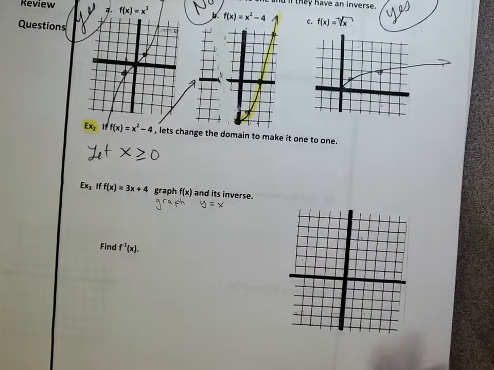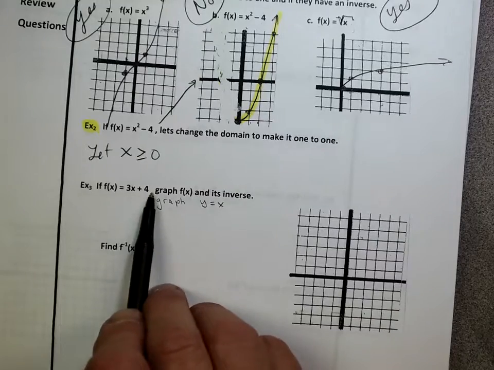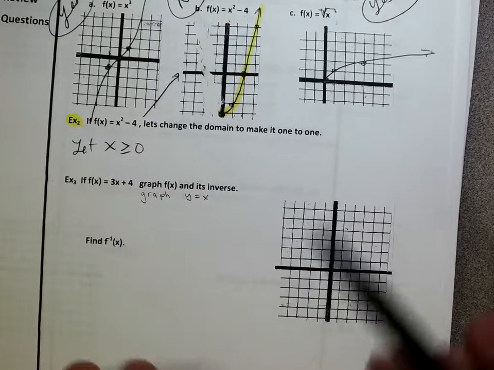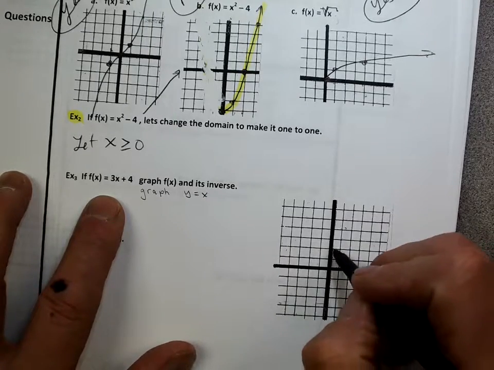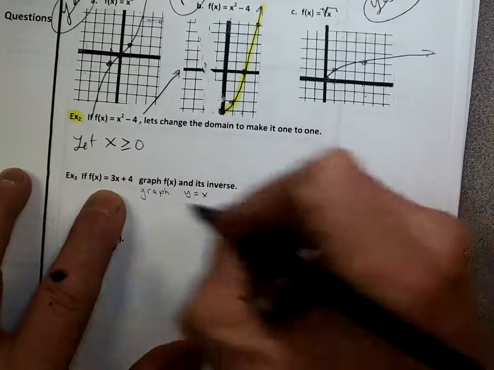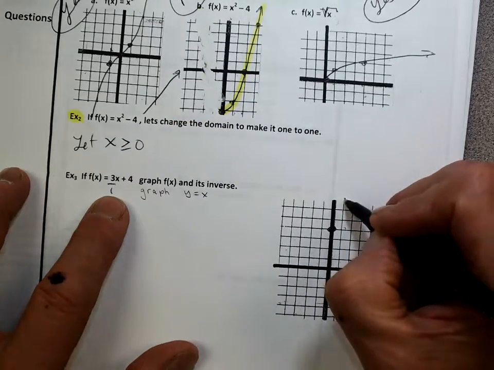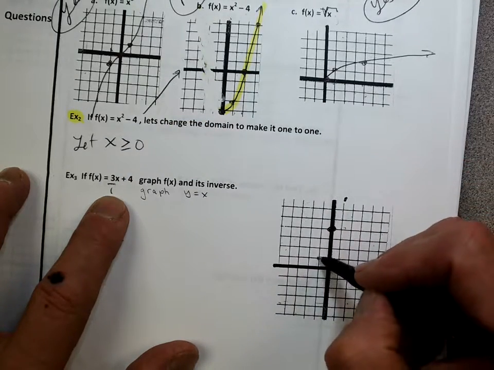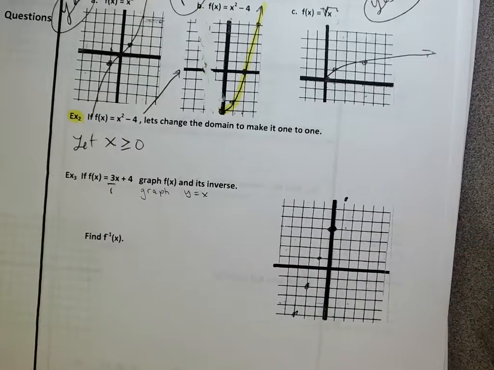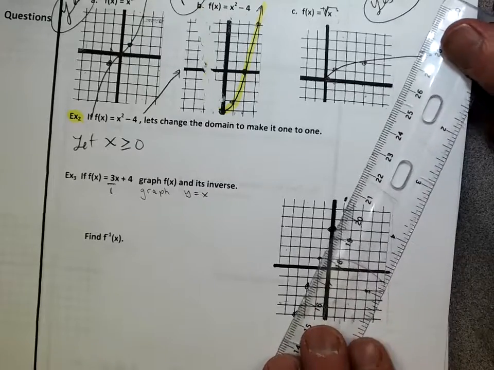Example 3. f of x equals 3x plus 4. So let's graph the function and its inverse. I'm going to start at 4: 1, 2, 3, 4. And I'm going to go up 3 over 1, but I'll also go down 3, back 1. So I'm just graphing this line. Okay, that's my 3x plus 4.